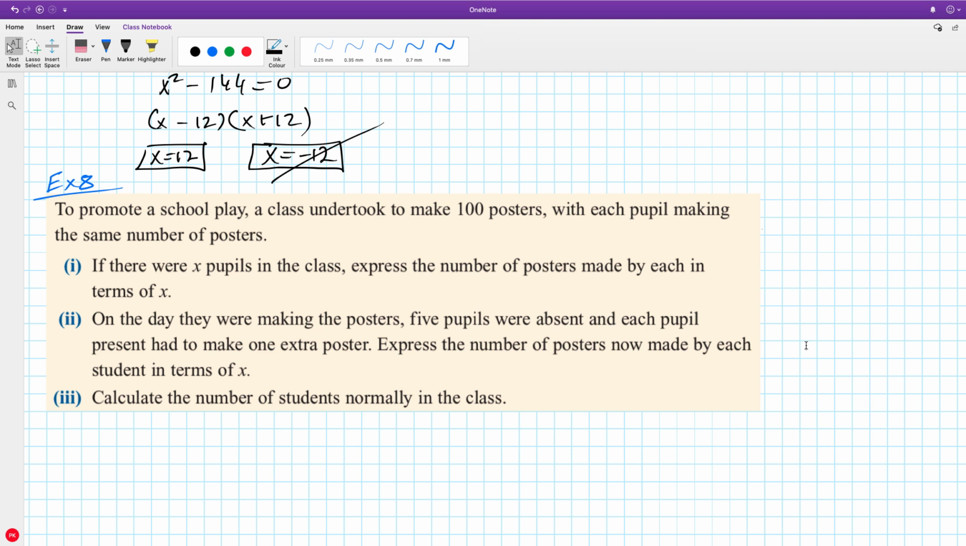Think about it in your head. Did you make more posters the first day or the second day? You were making more posters the second day, because it tells you each had to make one more because 5 students were out. So then you've got to think in your equation terms: is your left hand side equal to your right hand side?